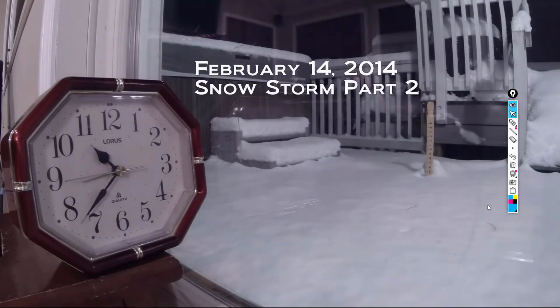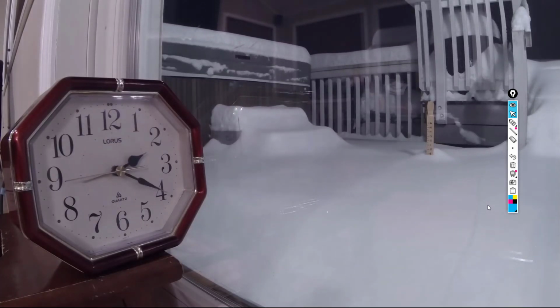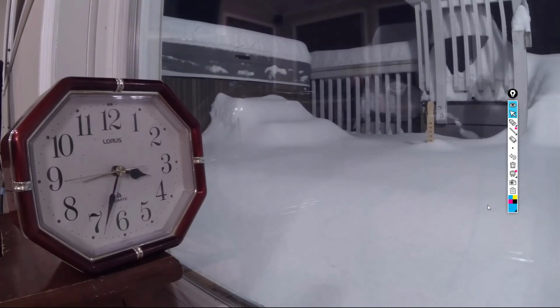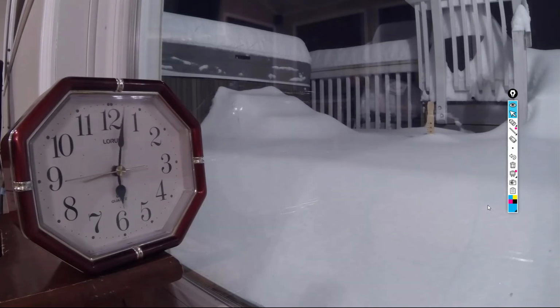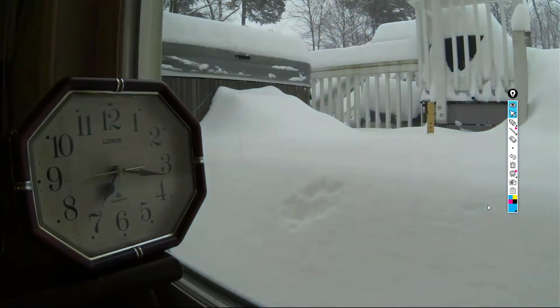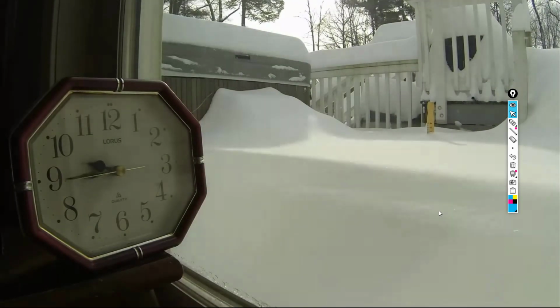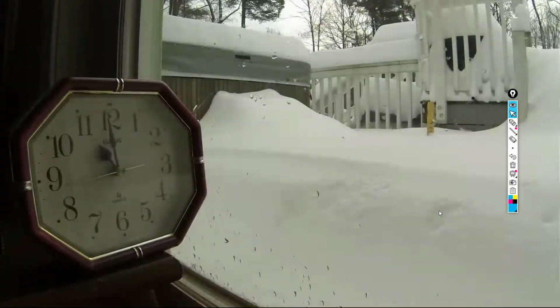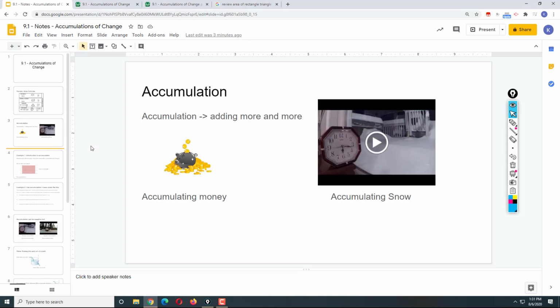In this lesson, we will know the rate of change of the change. For example, we know how fast the snow is falling. See, the snow is falling really quickly now, and the snow is accumulating really fast in the video. And if we know the rate of accumulation, how fast the snow is falling, we can figure out how much snow there is. So that's accumulation. So let's look at some examples.